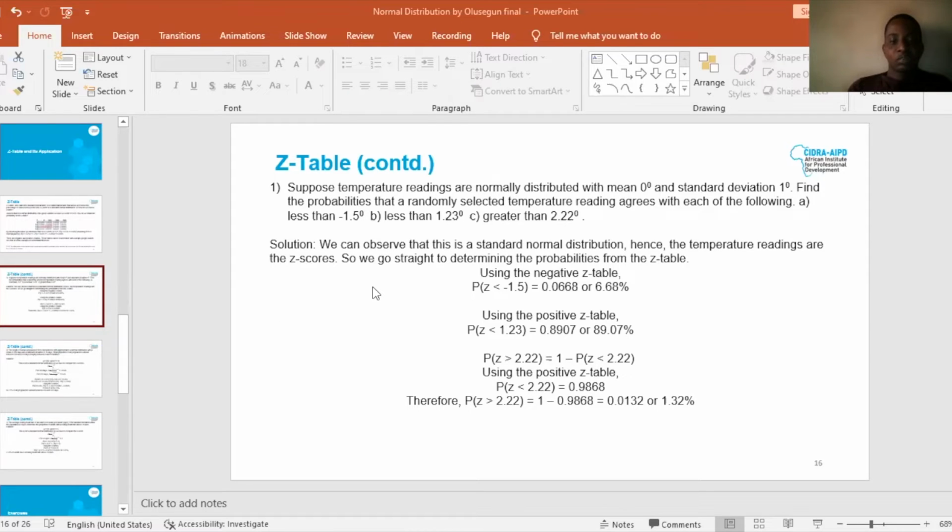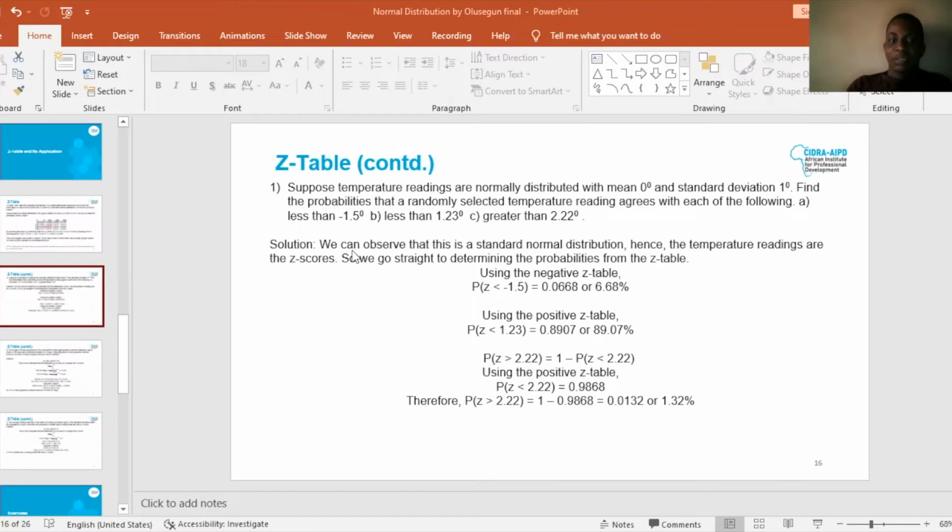So the solution is, we can observe that this is a standard normal distribution. Hence, the temperature readings are the z-scores. So we go through to determine the probabilities from the z-table. If following the standard normal distribution, we first have to compute the z-scores based on the mean and standard deviation. But this question is already a standard normal distribution, so whatever the values are, they are already the z-scores, and we just go to the z-table.